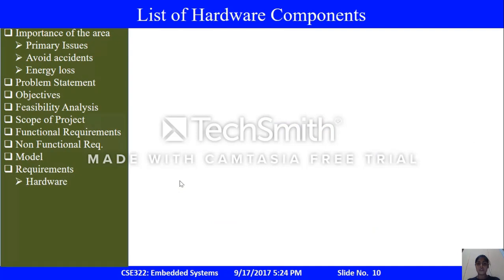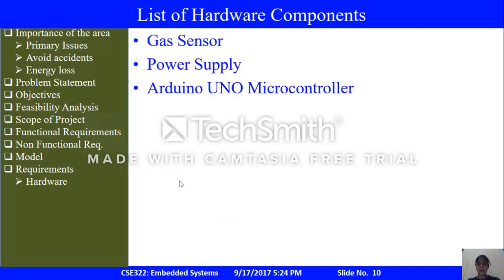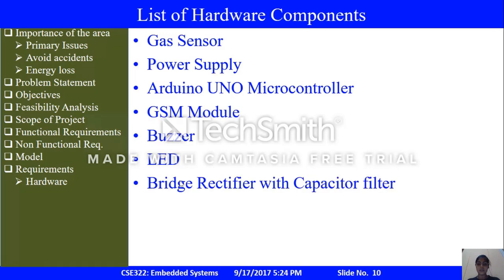So now we'll be talking about the list of hardware components, starting with gas sensor, power supply, Arduino Uno microcontroller, GSM module, buzzer, LED, bridge rectifier with capacitor filter, and normally closed solenoid valve.